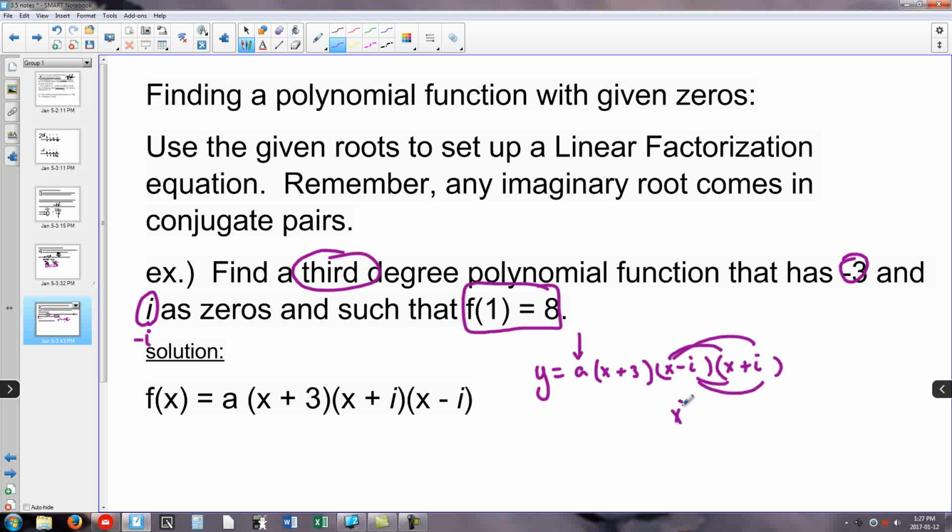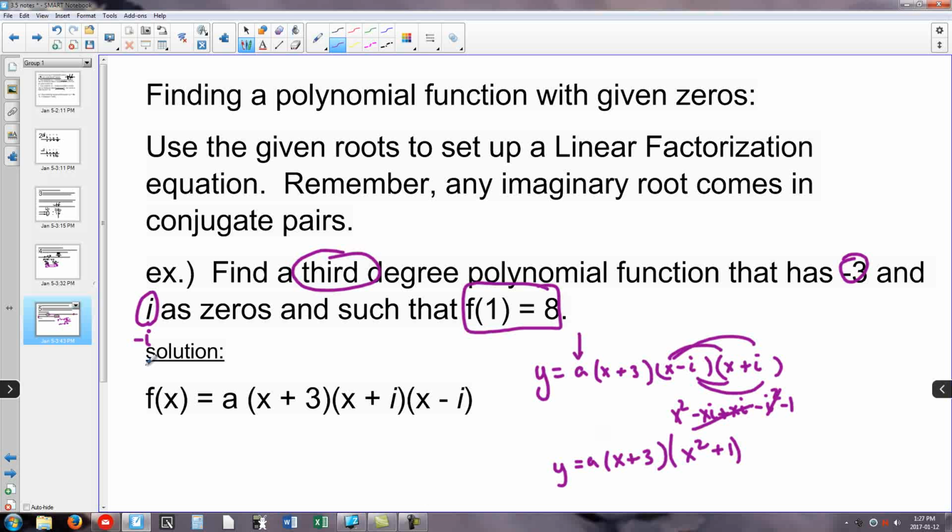That becomes x squared minus xi plus xi and minus i squared. Now i squared is negative 1. So this really becomes x squared. These guys cancel. And minus a negative 1 is really plus 1. And then I have my x plus 3 and my a equals y.